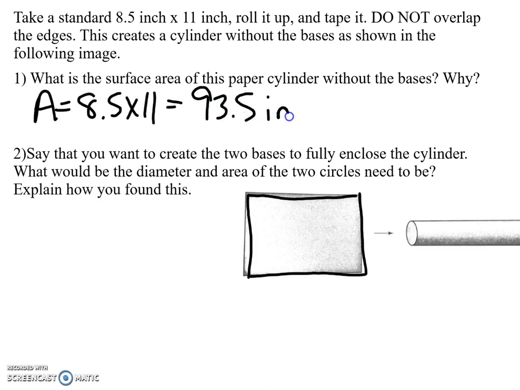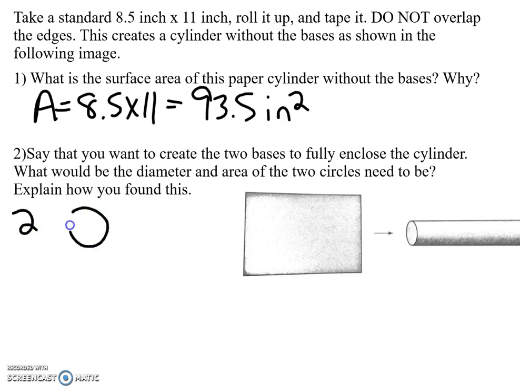93.5 square inches. Now the question then comes into, well, how do we deal with the fact that if we want to add circles, we want to enclose it, we want to put a circle on each end. So if we do that, we know we need to make two circles, okay? So we know we need two circles. And in a circle, we know that the area is pi times the radius squared. So we need to figure out the radius of this circle.